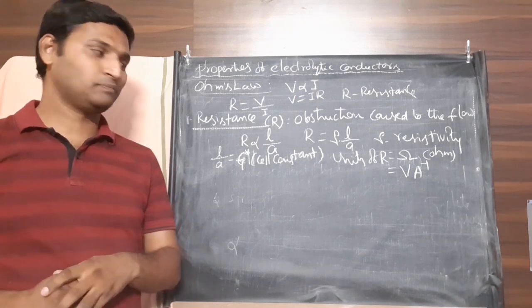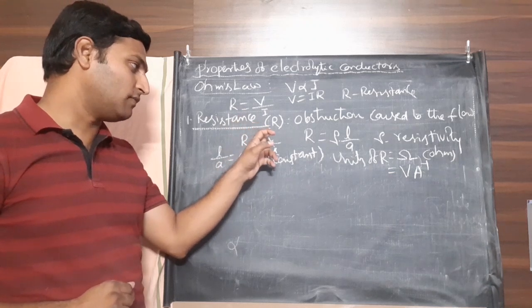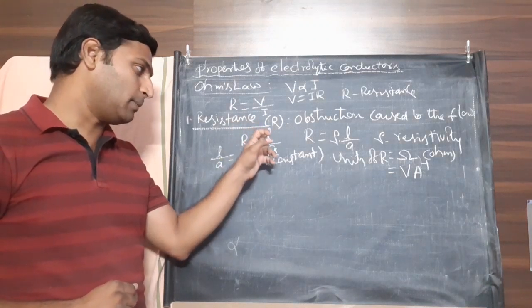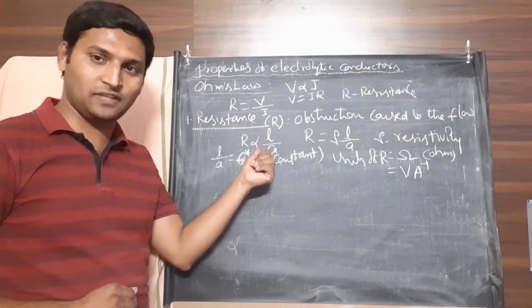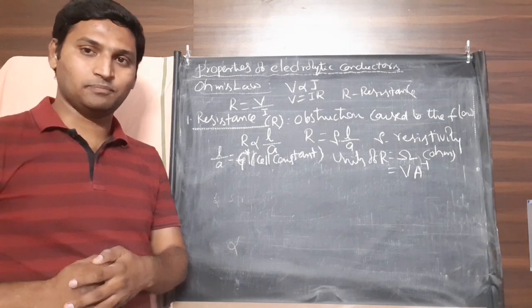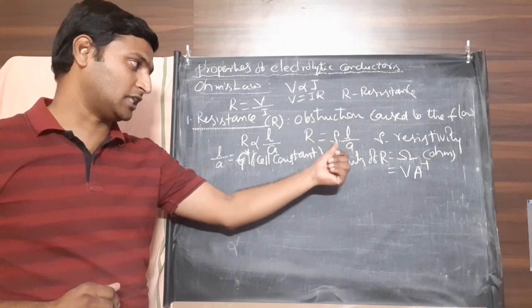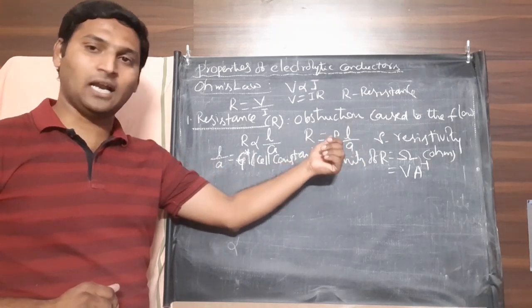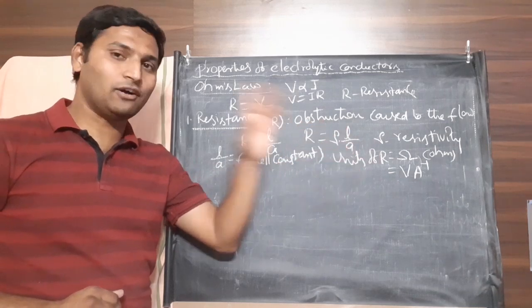Question number 1. I just now said resistance is directly proportional to the length of the conductor and inversely proportional to the area of cross section of the electrolytic conductor. Now I have a question. If you have to calculate resistance in terms of length and area of cross section, if these two are given and the resistivity is given, to use this formula you need length and area of cross section, right?